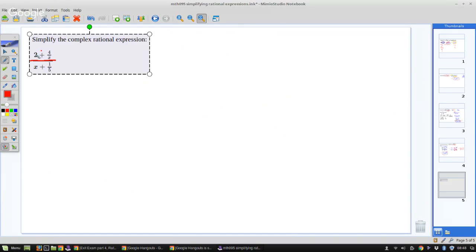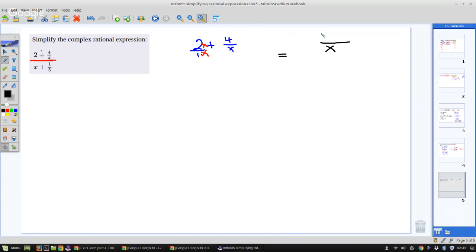Okay? So to take 2 and add it to 4 over x, I need a common denominator. So 2 plus 4 over x. Common denominator, if I view that as 2 over 1, would be x. That means I have to multiply an x into the top and the bottom there. Do that again, different color. Getting a common denominator. So now my denominator in the numerator is x, so I have that common denominator. My numerator is now 2x plus 4.